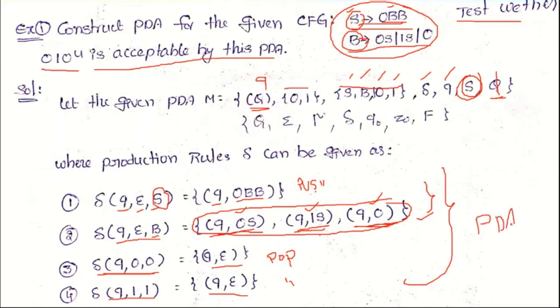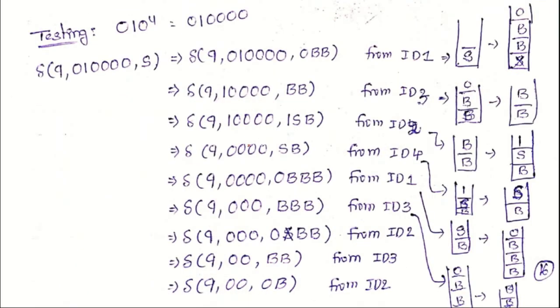So here the PDA is represented in instantaneous description format. Now perform the testing for the given string 0, 1, 0 power 4. Here 0, 1, 0 power 4 means the 0 can occur 4 times. So that's why 0, 1, and 4 zeros.